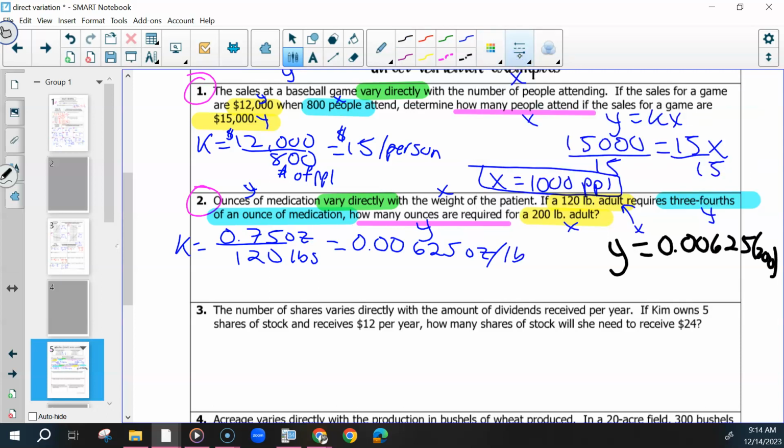So we're looking for y. We have x. We have our k. Let me rewrite that so it's not good. So then what would that be? I didn't mean to do that. 205? 2.5. 2.5 what? Ounces.